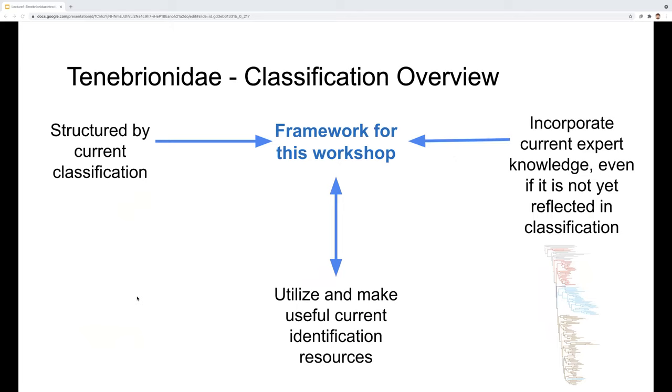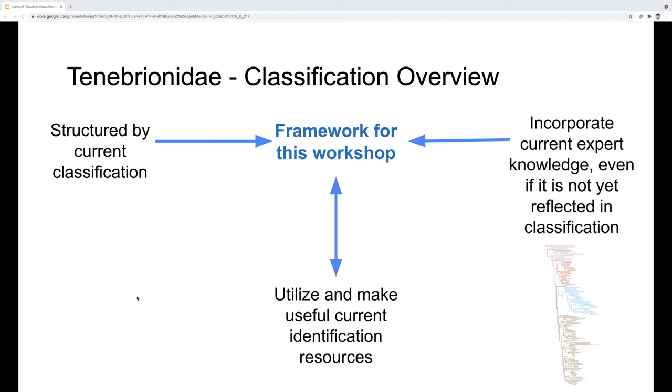And I just wanted to say a note again about this workshop. We really have to structure this by current classification, what's out there. And we're trying to utilize identification resources. And we kind of brought that in for how we want to set this workshop up. And that's a big thing that we want to deliver through this workshop: to make these identification resources more usable to non-experts, right? So that's kind of our focus of what we want to really get out of this.